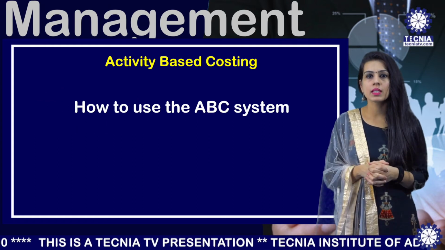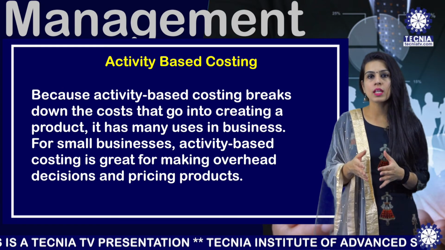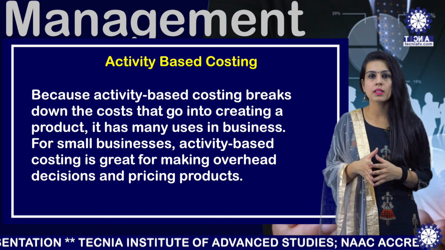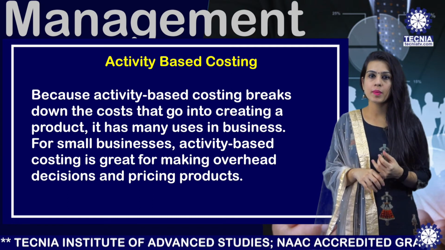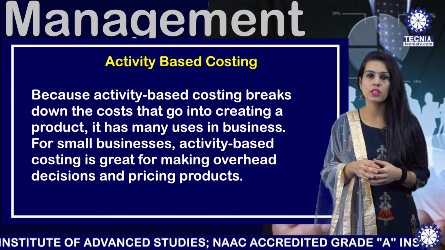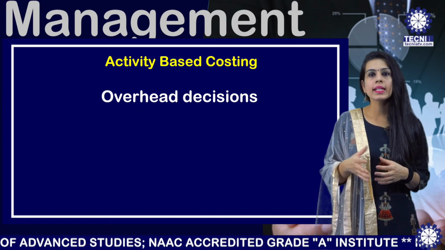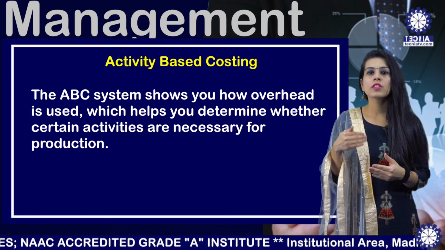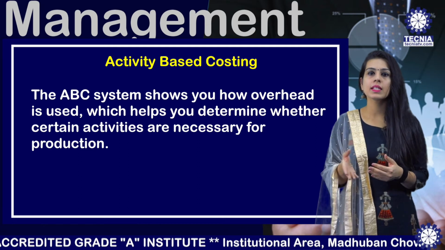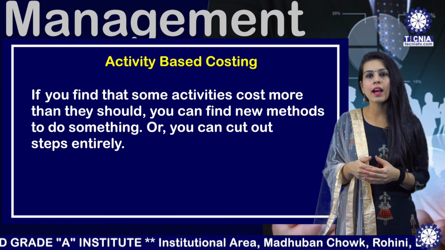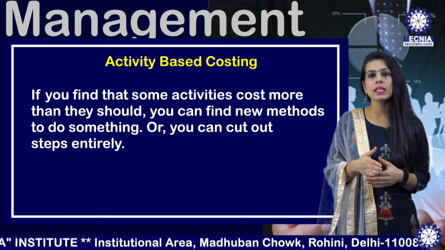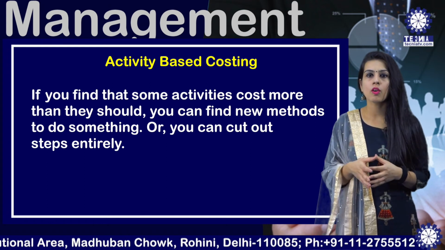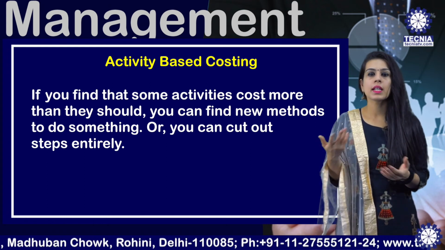Now how to use the ABC system? Because the activity-based costing breaks down the costs that go into creating a product, it has many uses in the business. For small businesses, activity-based costing is great for making overhead decisions and pricing products. Overhead decisions: the ABC system shows you how overhead is used, which helps you determine whether certain activities are necessary for production, and if you find out that some activities cost more than they should, you can even find new methods to do something, or you can cut out some steps entirely.